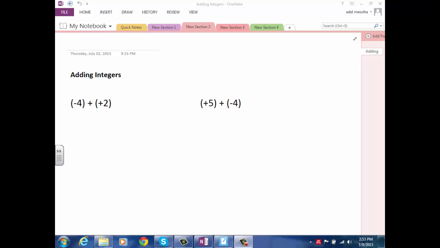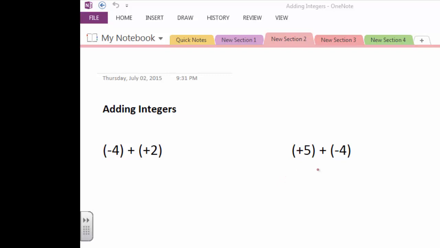Good morning, Unit 9, Lesson 1. As you can see, the title is Adding Integers. Before we explain how we can add the integers, as you can see in the left side and the right side, there are some algebraic expressions, and you can see a mix of operations and signs.